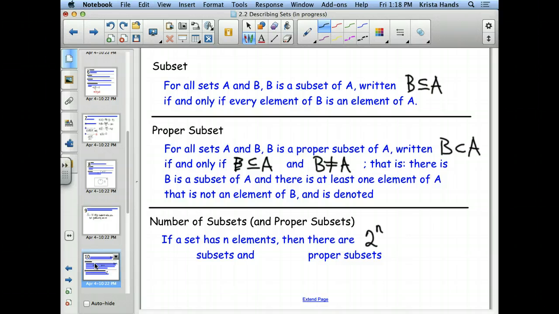And I feel like I left something out or put something in the wrong place. Okay, so there are 2 to the n subsets, and then there are 2 to the n minus 1 proper subsets. A proper subset can't include the whole set itself, although that is a subset by definition. So there's 1 fewer proper subsets than there are subsets.